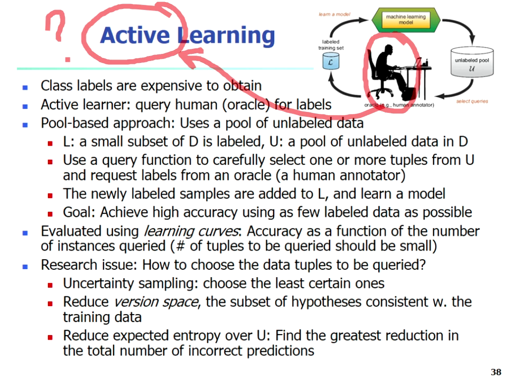It is evaluated using learning curves, accuracy as a function of the number of instances queried. The number of tuples to be queried should be small. There are many research issues in how to choose the data tuples to be queried. Uncertainty sampling chooses the least certain ones. Reduce version space, the subset of hypotheses consistent with the training data. Reduce expected entropy over U, find the greatest reduction in the total number of incorrect predictions, etc.